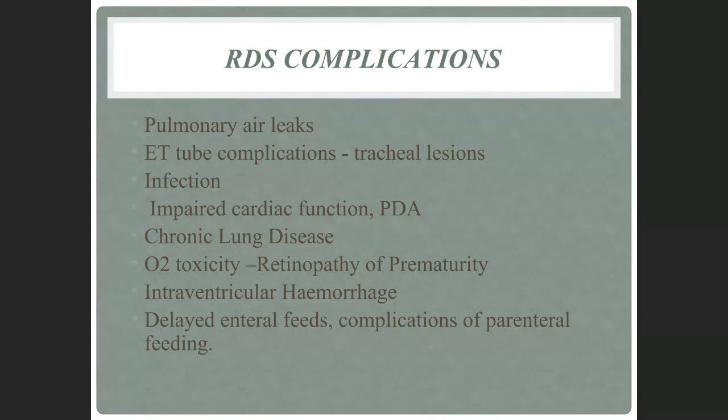And of course, the long-term effect can be chronic lung disease, and this is defined as any baby, especially those less than 28 weeks, who has to be on some form of support, whether it's oxygen, CPAP or the ventilator, for greater than 28 days. They're considered to have chronic lung disease. And I mentioned before retinopathy of prematurity, and of course intraventricular hemorrhage, which is a common complication of ventilated babies, and poor nutrition. So these are some of the complications you have to look for or expect in babies who have RDS.